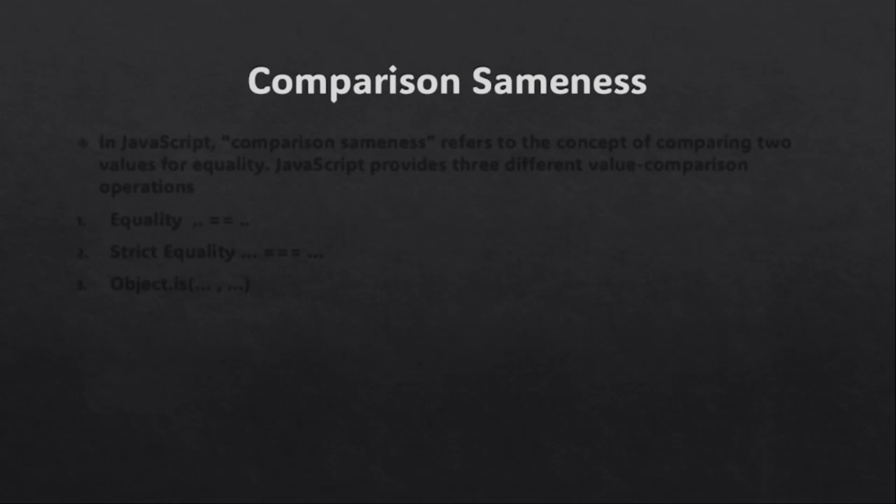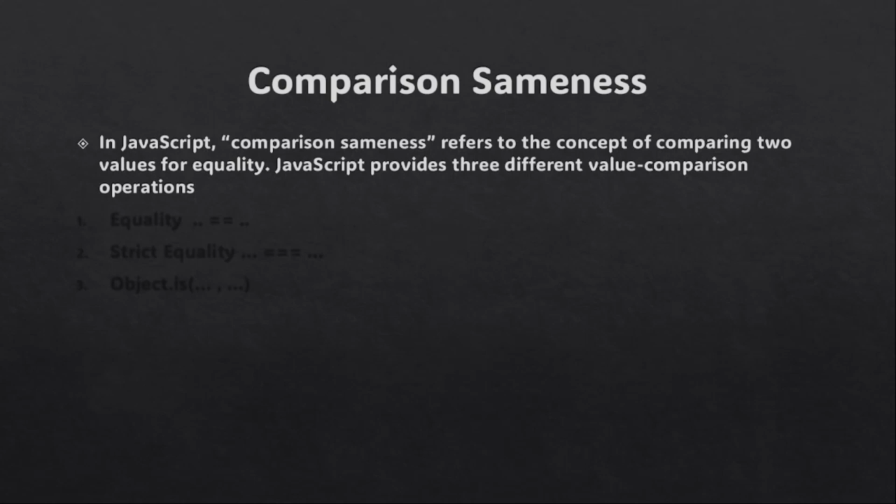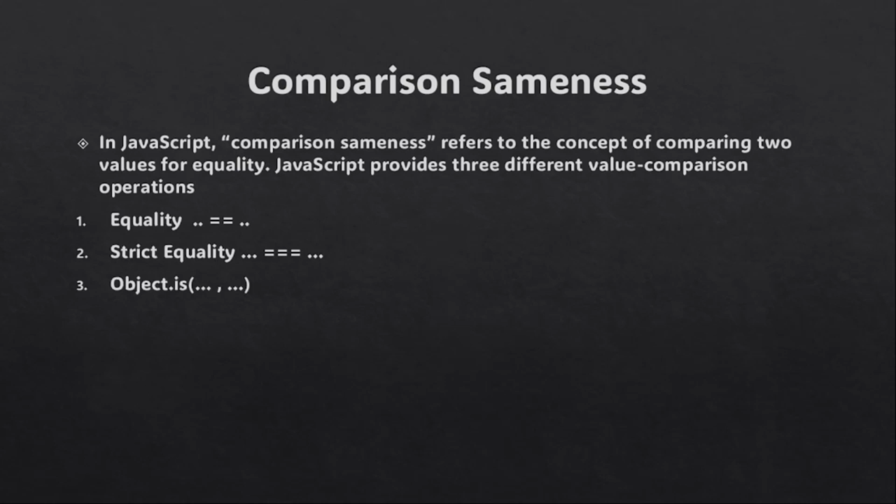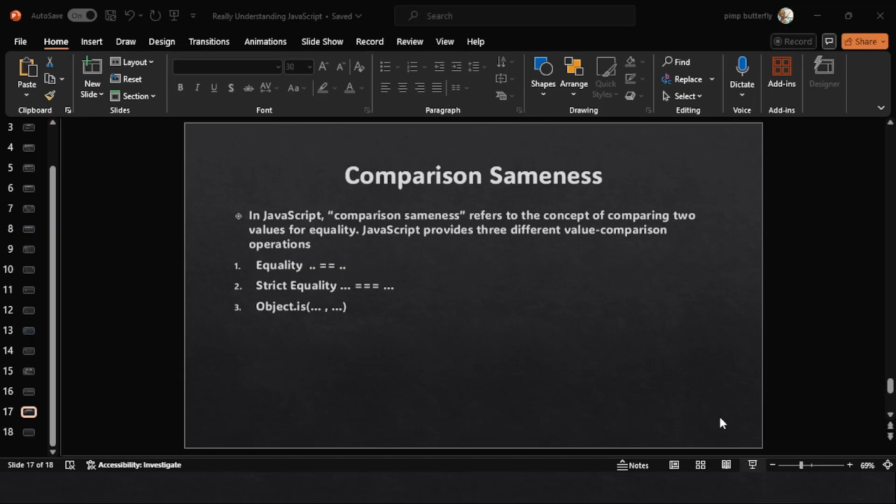Comparison sameness. In JavaScript, comparison sameness refers to comparing two values for equality. So there are three ways you can compare two values using a value comparison operator. You can use the equality operator, you can use the strict equality operator, or you can use Object.is. Let's look at the PDF.